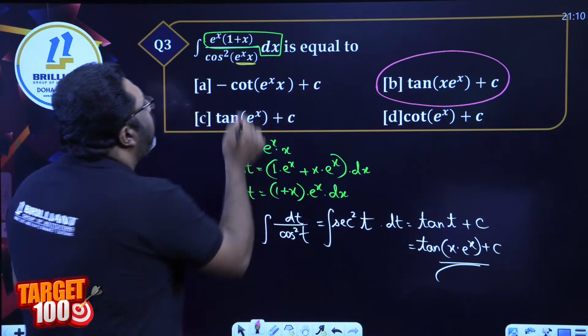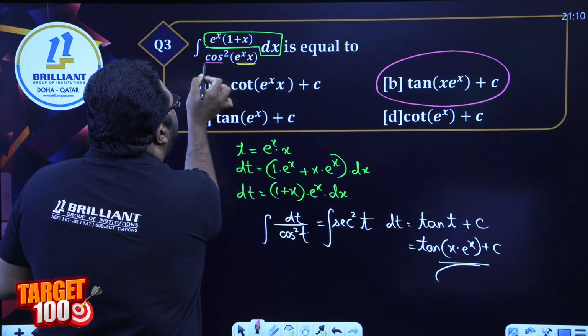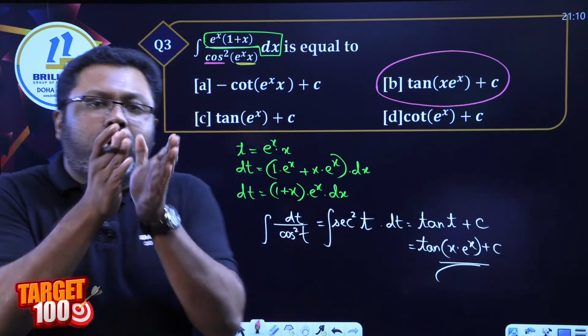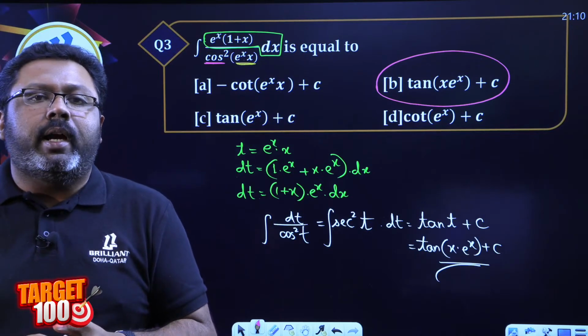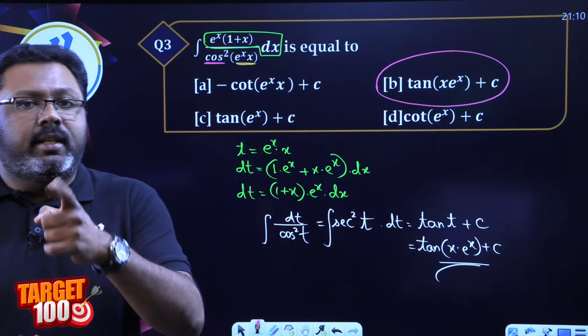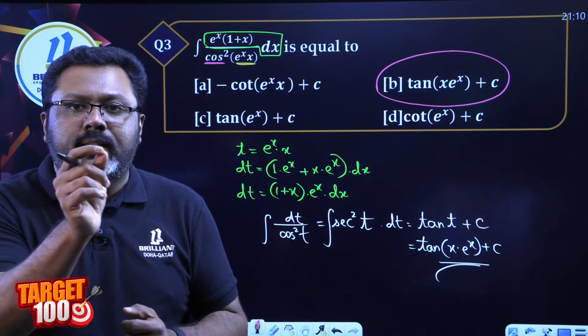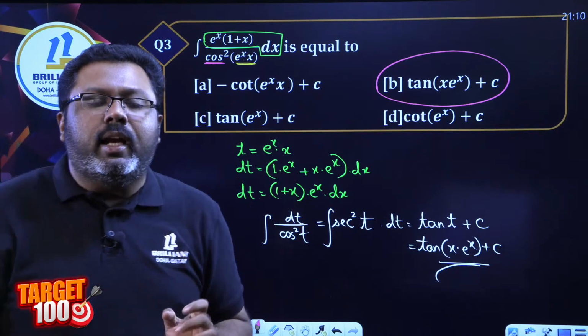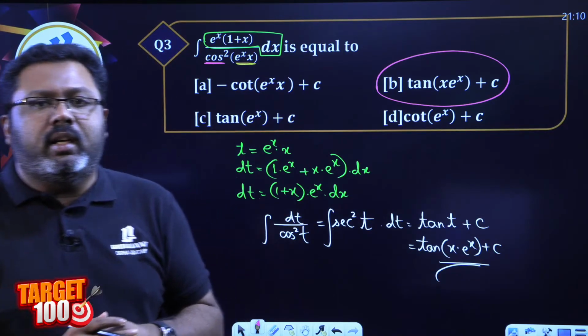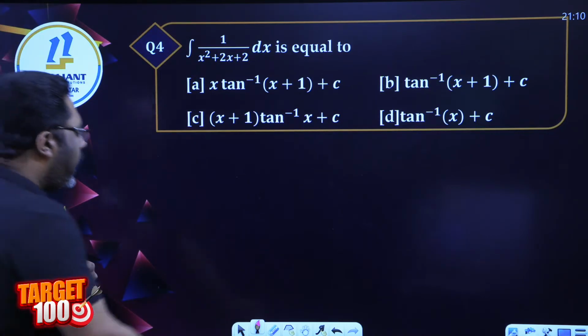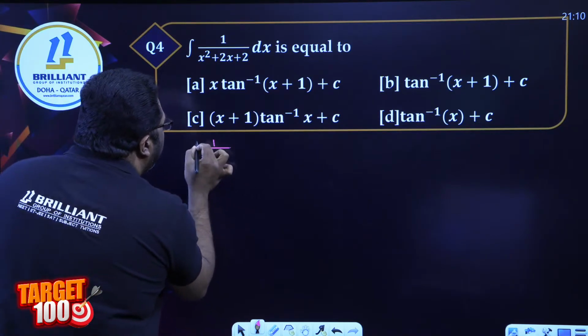So once again, keep your idea in mind. We know 1 by cos squared is sec squared, which is an integrable form, but whatever comes inside sec squared should be a linear form, but x into e raised to x is not a linear form, so we substitute that as t. Keep this basic idea in mind. You will be able to understand a question of substitution. Next, question number 4. It looks like 1 by quadratic.